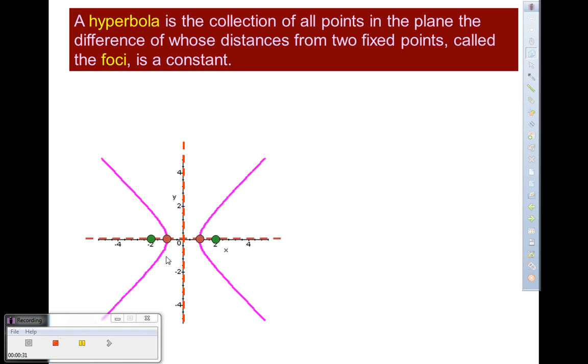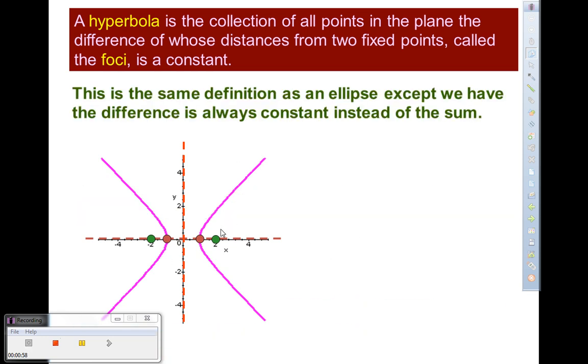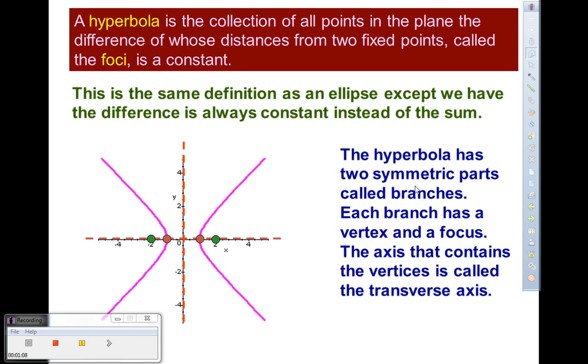Now we'll go through what everything's called, but for right now this is the same definition as an ellipse, except the difference is always constant instead of the sum. The hyperbola has two symmetric parts called branches. So the pink graph here shows the branches. Each branch has a vertex and a focus. The axis that contains the vertices is called the transverse axis. So we have the transverse axis here. And again, we'll go through it in more detail and label everything in just a second.